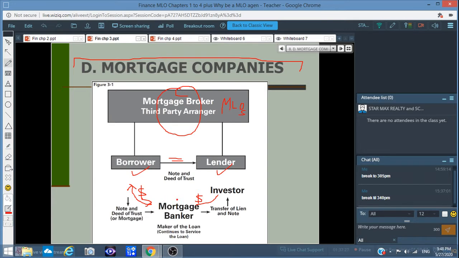Does this mortgage banker actually have the money to do the funding? Where is it getting the money? From the investors. So we act as a broker. We're the middleman. We don't have money to fund. We find the mortgage banker and then we find the borrower. That's how we make the money, okay?